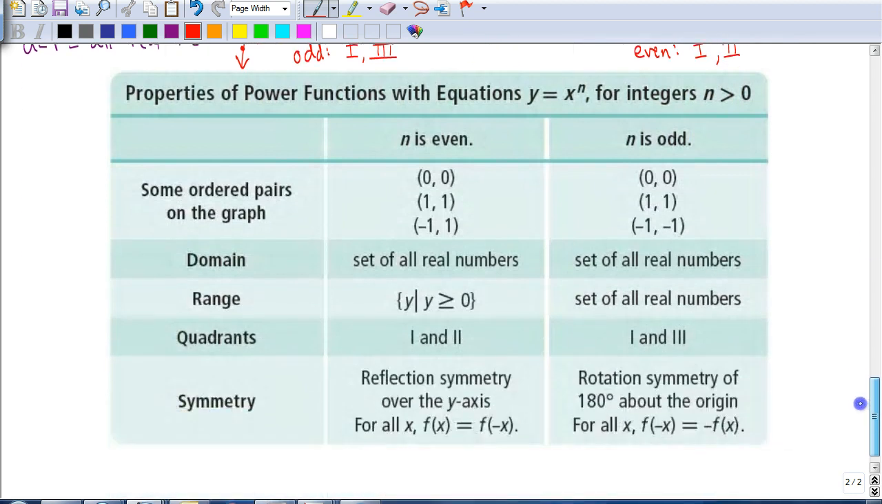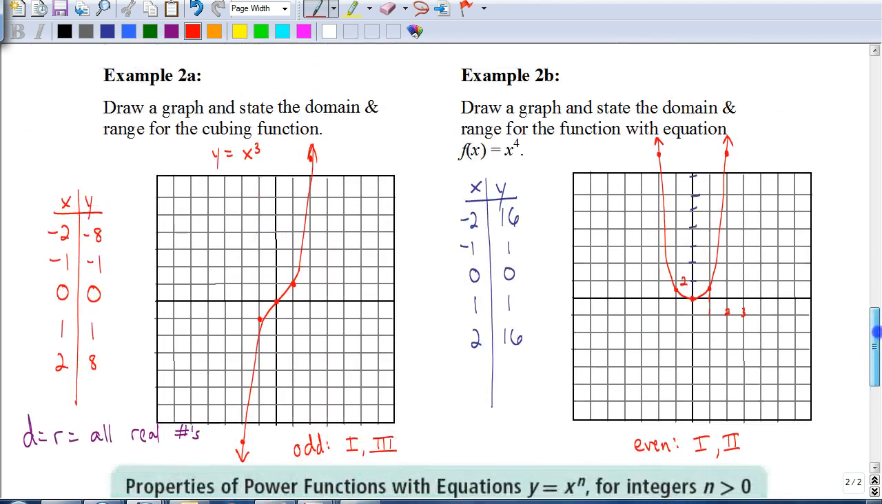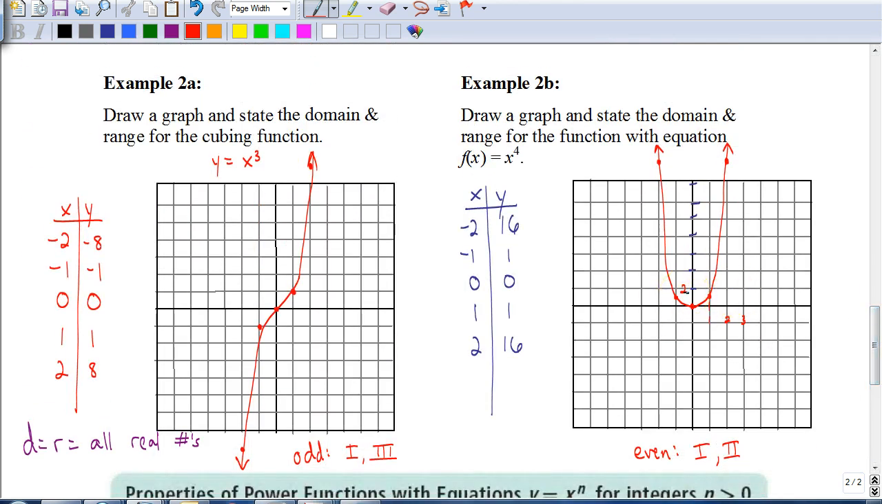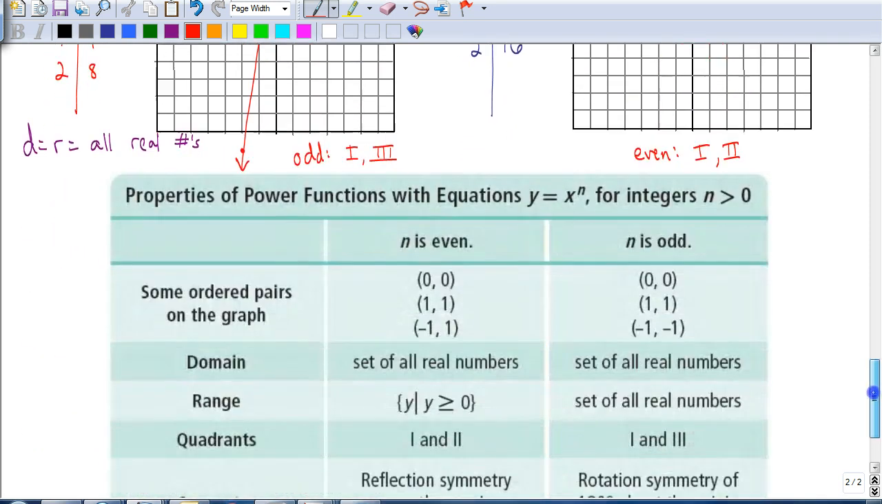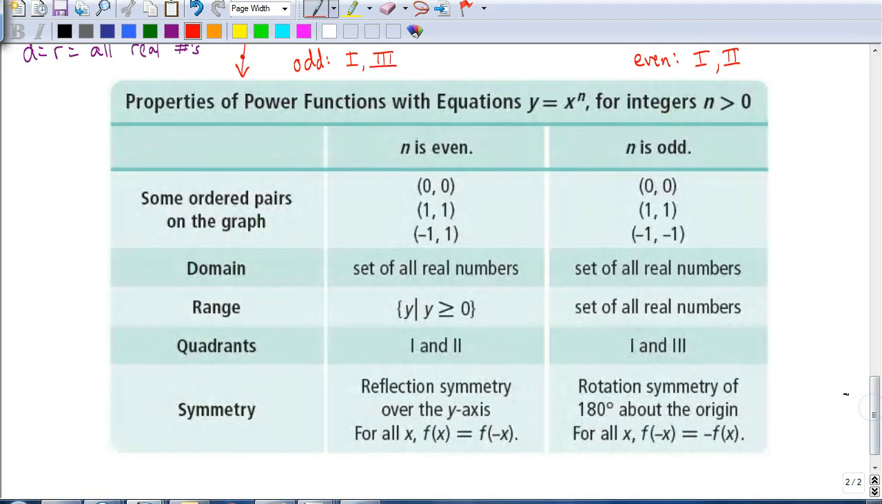So to help us to summarize that, by the way, your domain for this would be all real numbers, and your range for this that we just looked at in 2b here would be y greater than or equal to 0. But again, that's going to be stated here. If n is even, so if you have an even power exponent, don't worry so much about this. It's helpful to see that when I put negative 1 into the graph, you're going to get a positive 1 as your answer. If you put 1 in there, you're going to get a positive 1. But like I said, that's not as important.